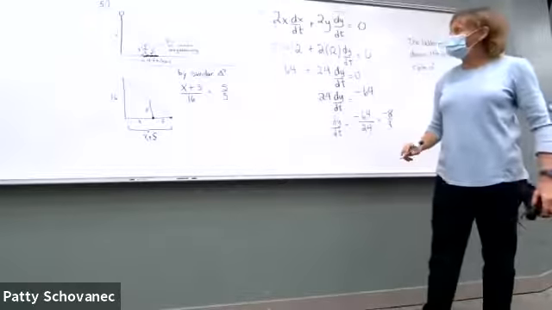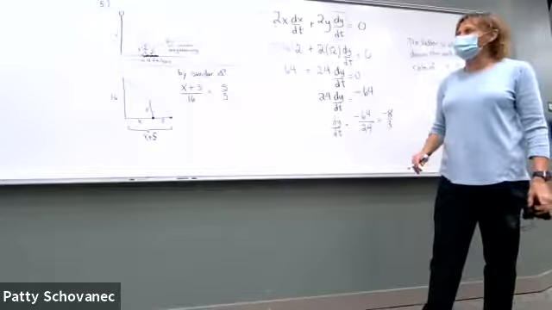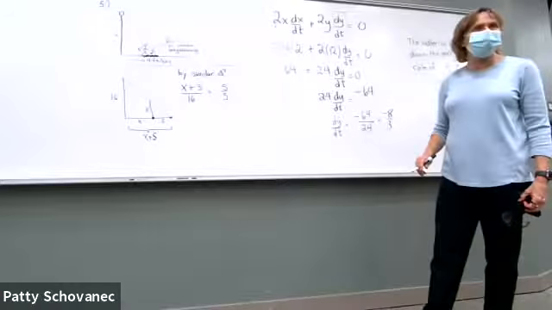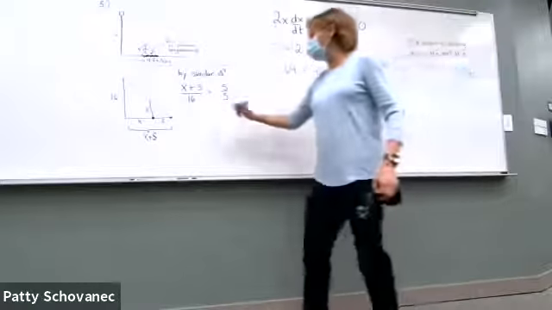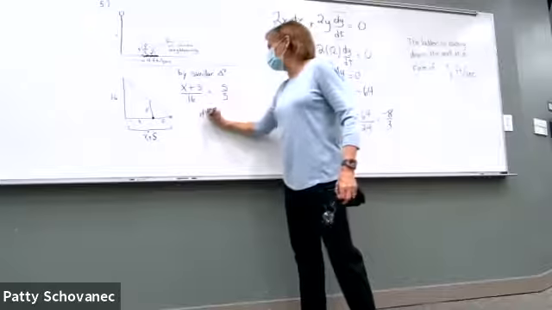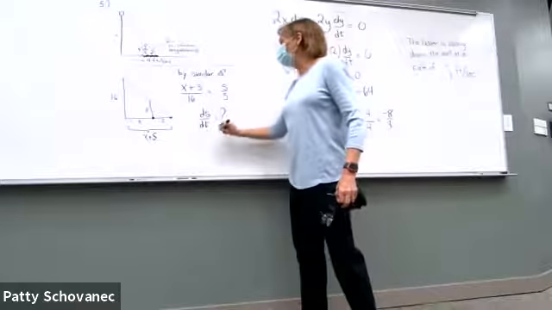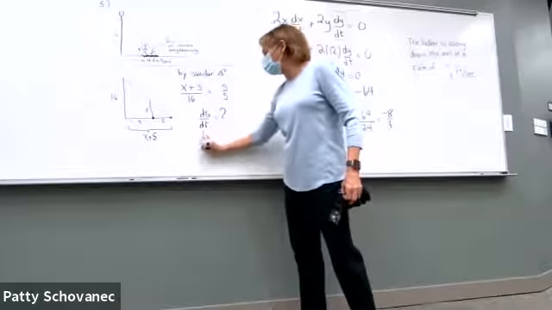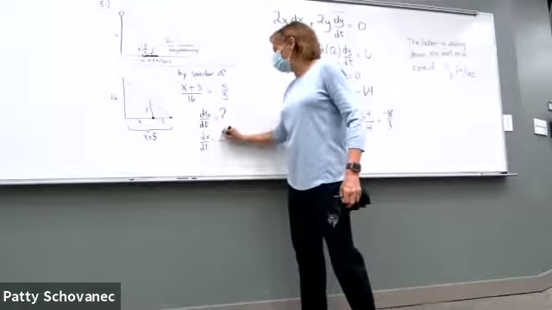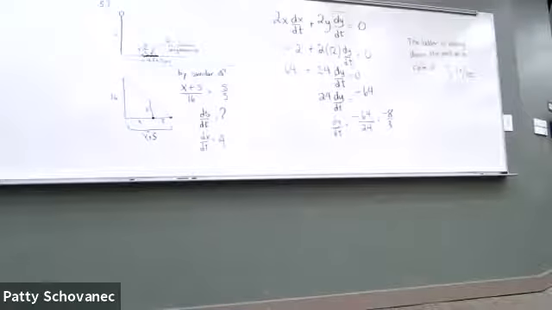And we want to find what? How fast is the shadow lengthening? So in my variables, the shadow is s. We need to find ds/dt when we know that dx/dt is 4. Okay?